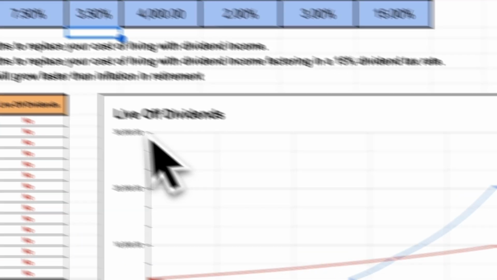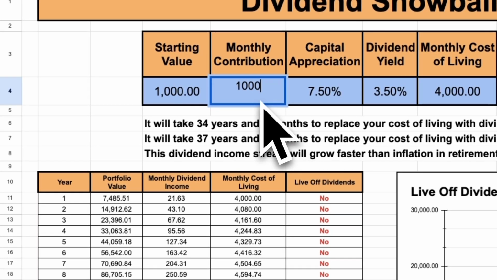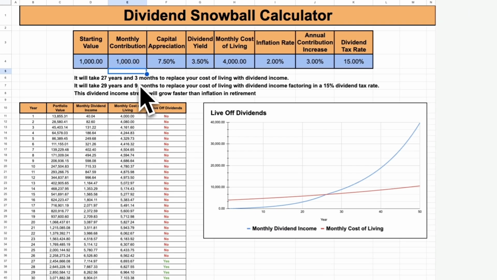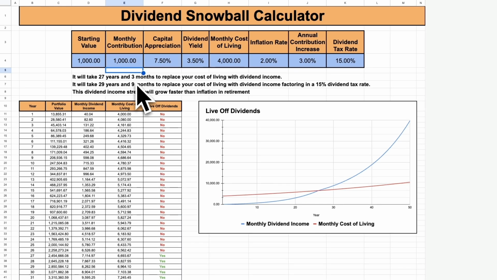If we increase our monthly contribution from $500 to $1,000, it would still take 27 years and 3 months to reach financial freedom. This is 3 months longer than investing only $500 into JEPI in the prior example. However, it's worth noting that the additional monthly contribution offered the largest time improvement in this example, reaching financial freedom a full 7 years earlier.